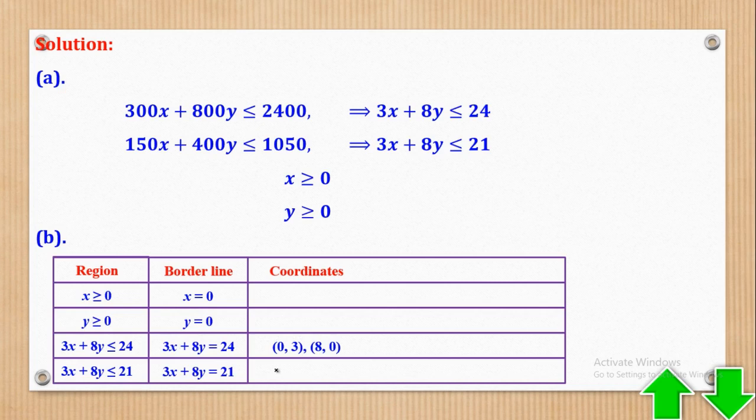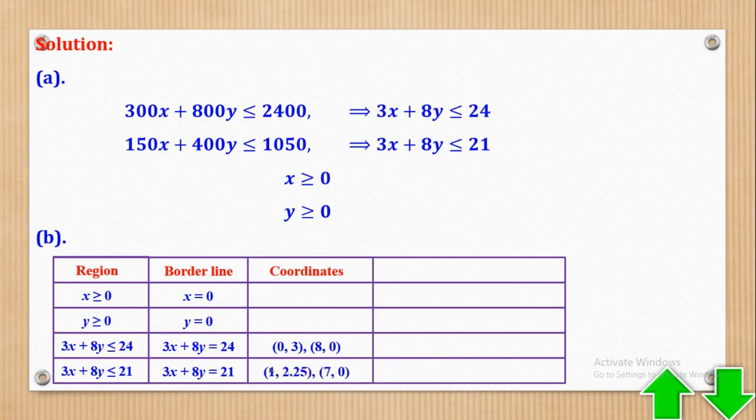Then you ask yourself, what if y is equal to 0? It means that the whole of this is 0, and you remain with 3x equal to 24. Therefore, to make x the subject, it will be 24 over 3, which will give me 8, which is here. So this is where the second coordinate is coming from. Now the same applies for this one.